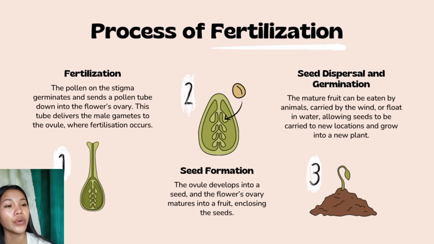And number 3, we have the seed dispersal and germination. The mature fruit can be eaten by animals, carried by the wind, or float in water, allowing seeds to be carried to new locations and grow into a new plant.